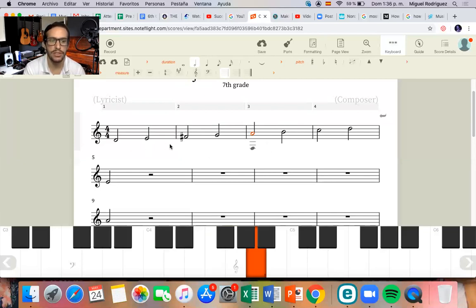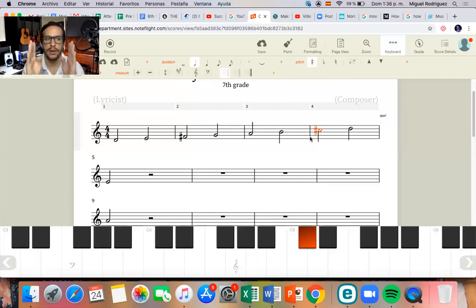Okay, remember it's whole step, half step, whole step, whole step, whole step, and half step. Between B and C, we need a whole step, but we don't have a whole step because between B and C we don't have a black key. So what do we need to do to make this a whole step? We change it to C sharp, and now we have here a whole step.